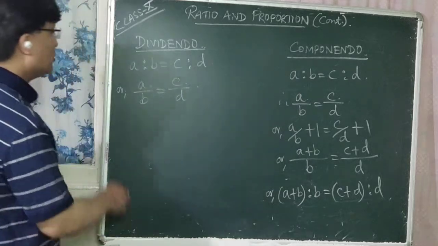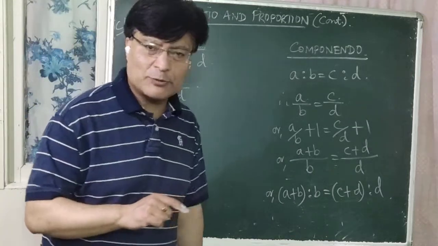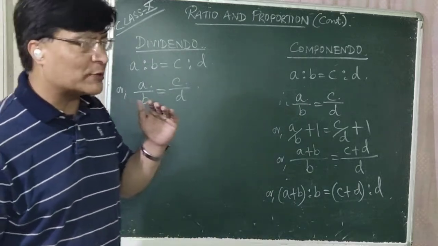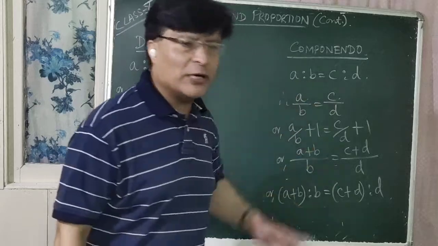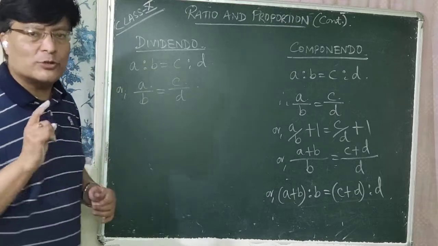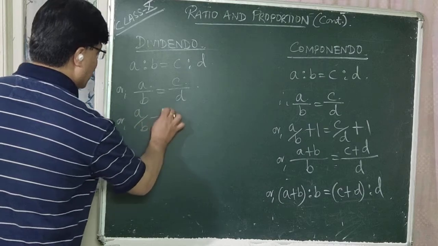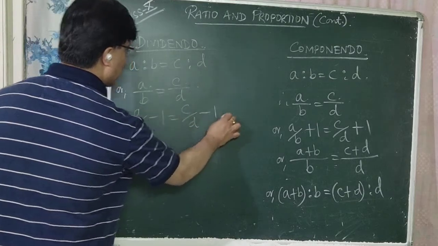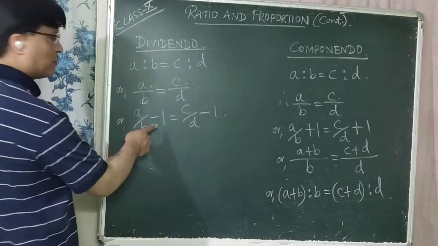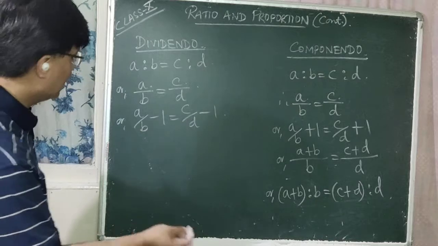So now what will you do here? Let us subtract 1 from both the sides. In case of dividendo, you should subtract 1 from both the sides. In case of componendo, you should add 1 on both the sides. But in case of dividendo, you have to subtract 1 from both the sides. So A by B minus 1 is equal to C by D minus 1. Okay? If 1 is subtracted from the left hand side, you have to subtract 1 from the right hand side as well.